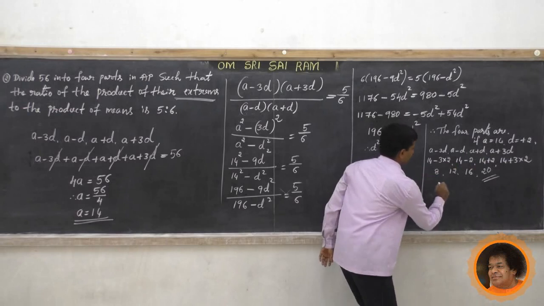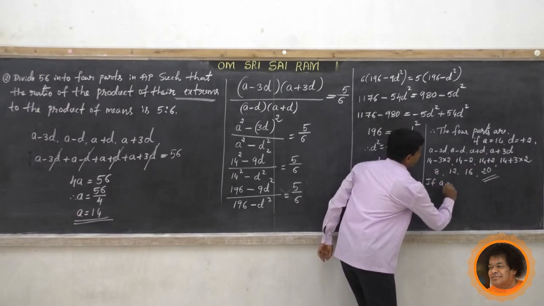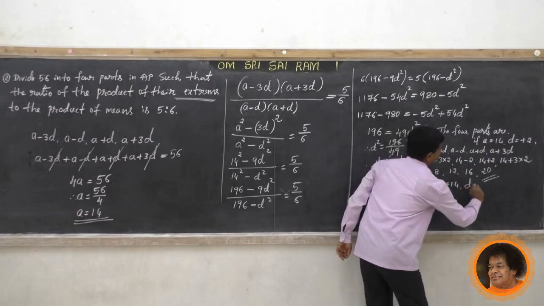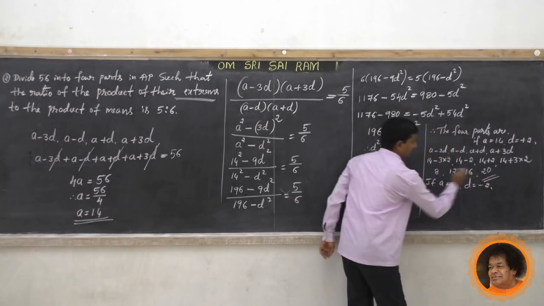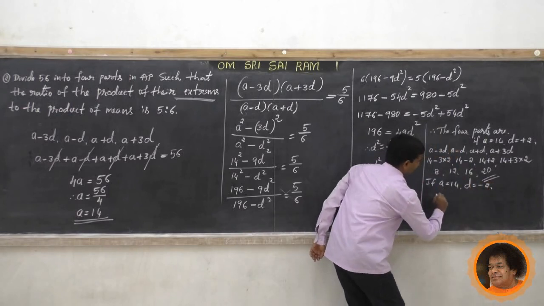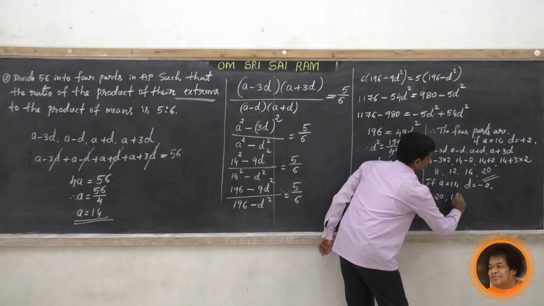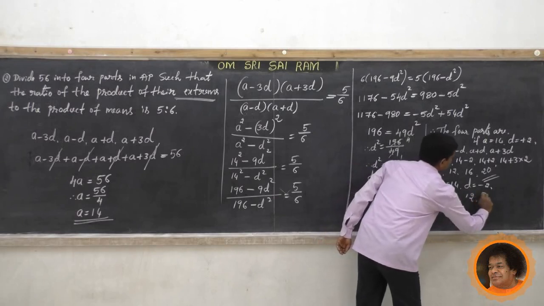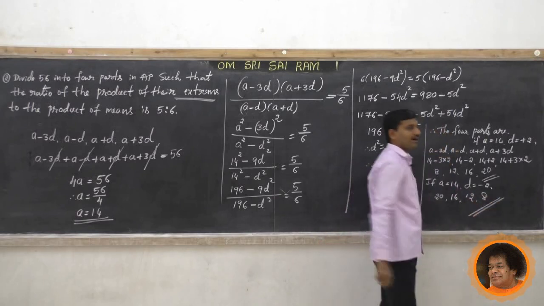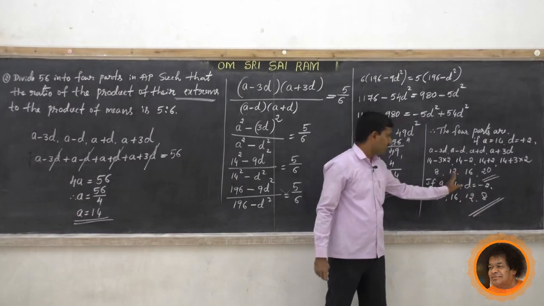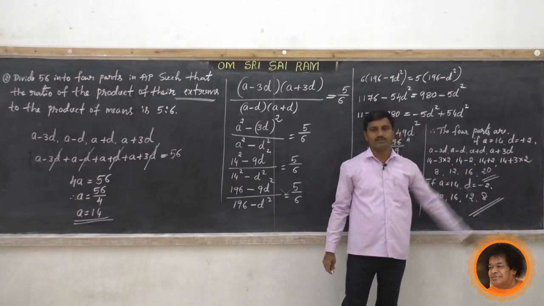One more possibility: if a equal to 14 and d equal to minus 2, then the terms are in reverse order, 20, 16, 12, 8. So these are the required numbers. 8, 12, 16, 20 are in AP.